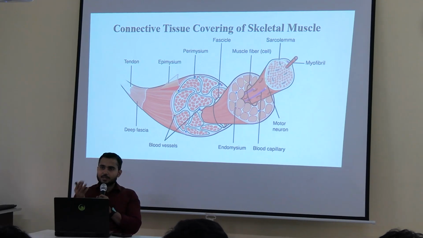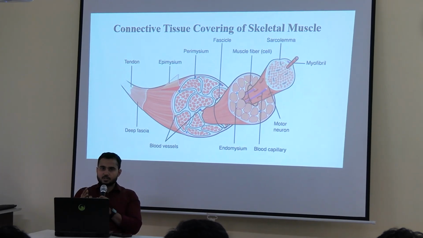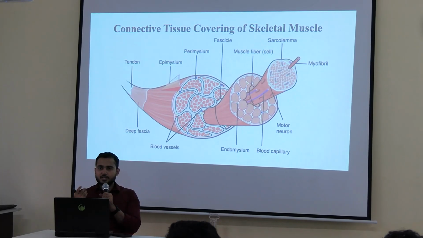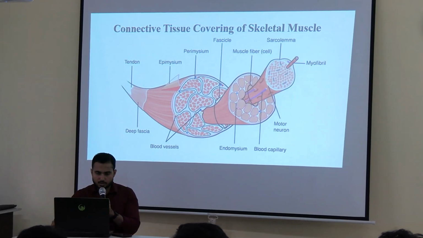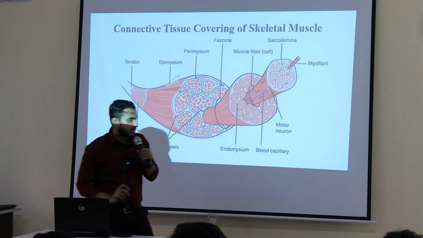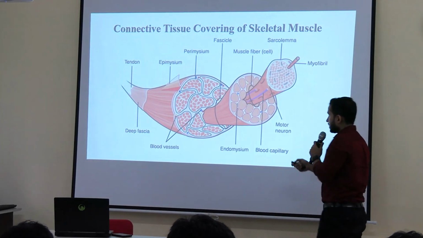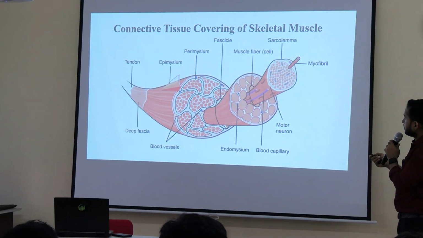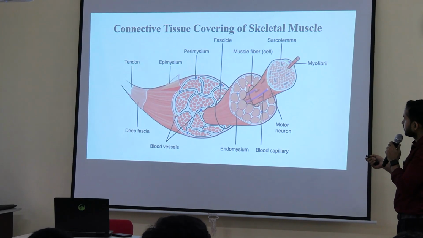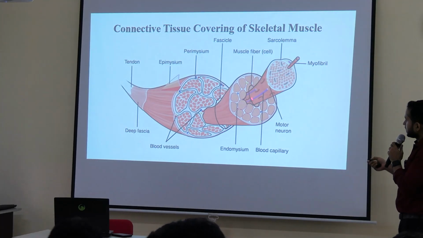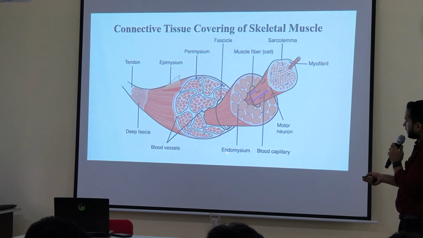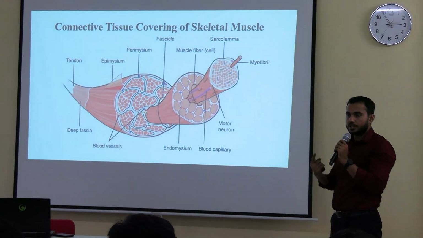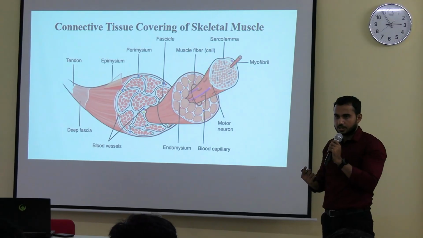Now, in the beginning I told you that muscle fibers are covered by a connective tissue layer. Why? Because it provides blood supply and nerve supply to them, which is very important. For skeletal muscle, at each and every level you can see the connective tissue covering. Now, this individual muscle fiber is covered by a connective tissue layer called endomysium. Individual muscle fibers. Okay.